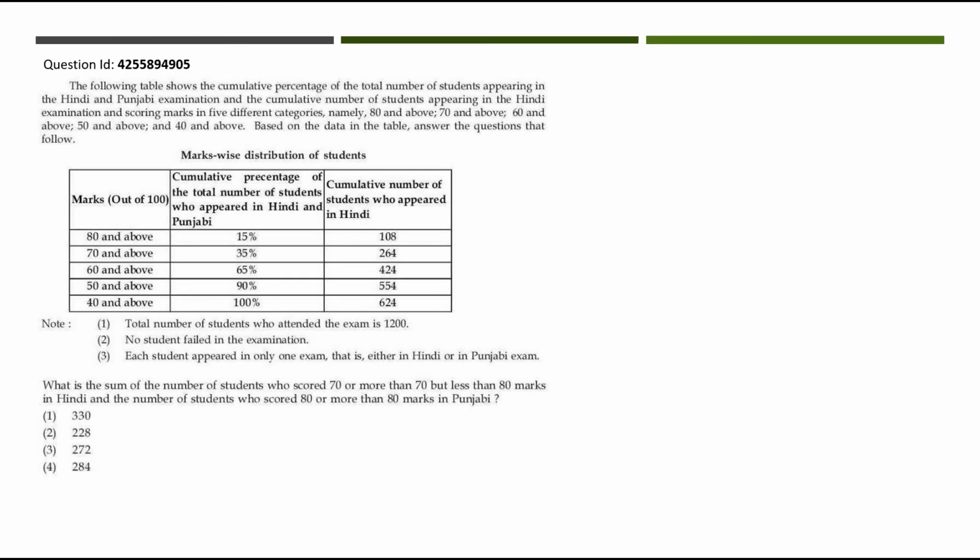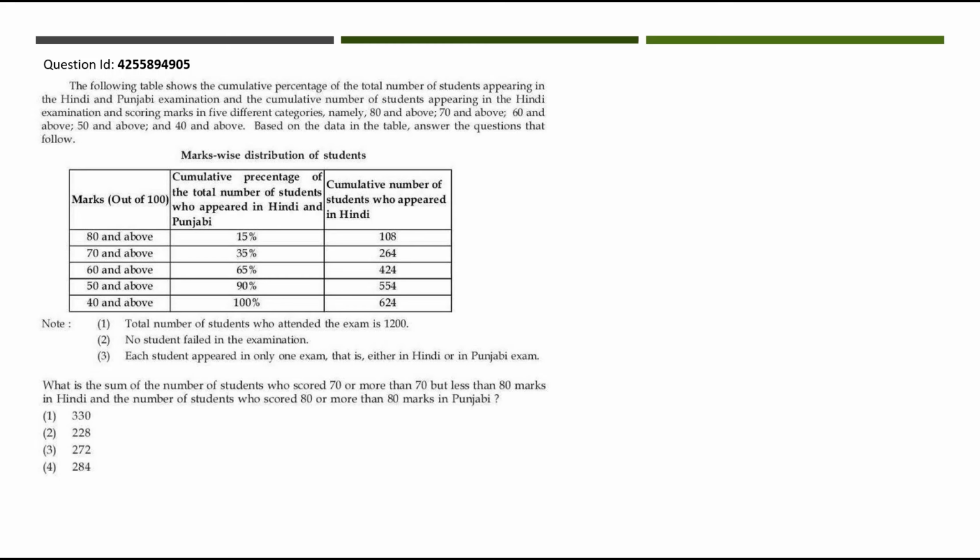The following table shows the cumulative percentage of the total number of students appearing in the Hindi and Punjabi examination and the cumulative number of students appearing in the Hindi examination and scoring marks in 5 different categories, namely 80 and above, 70 and above, 60 and above, 50 and above and 40 and above. Based on the data in the table, answer the questions that follow.